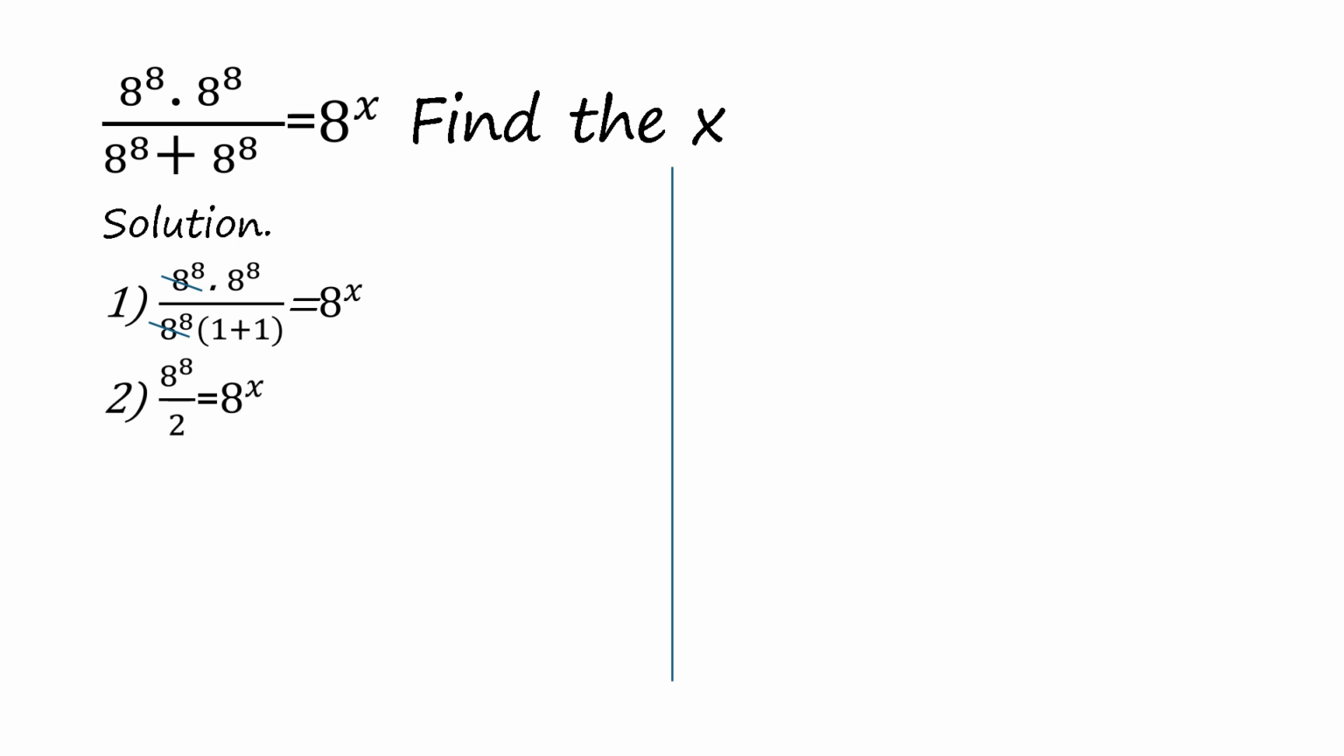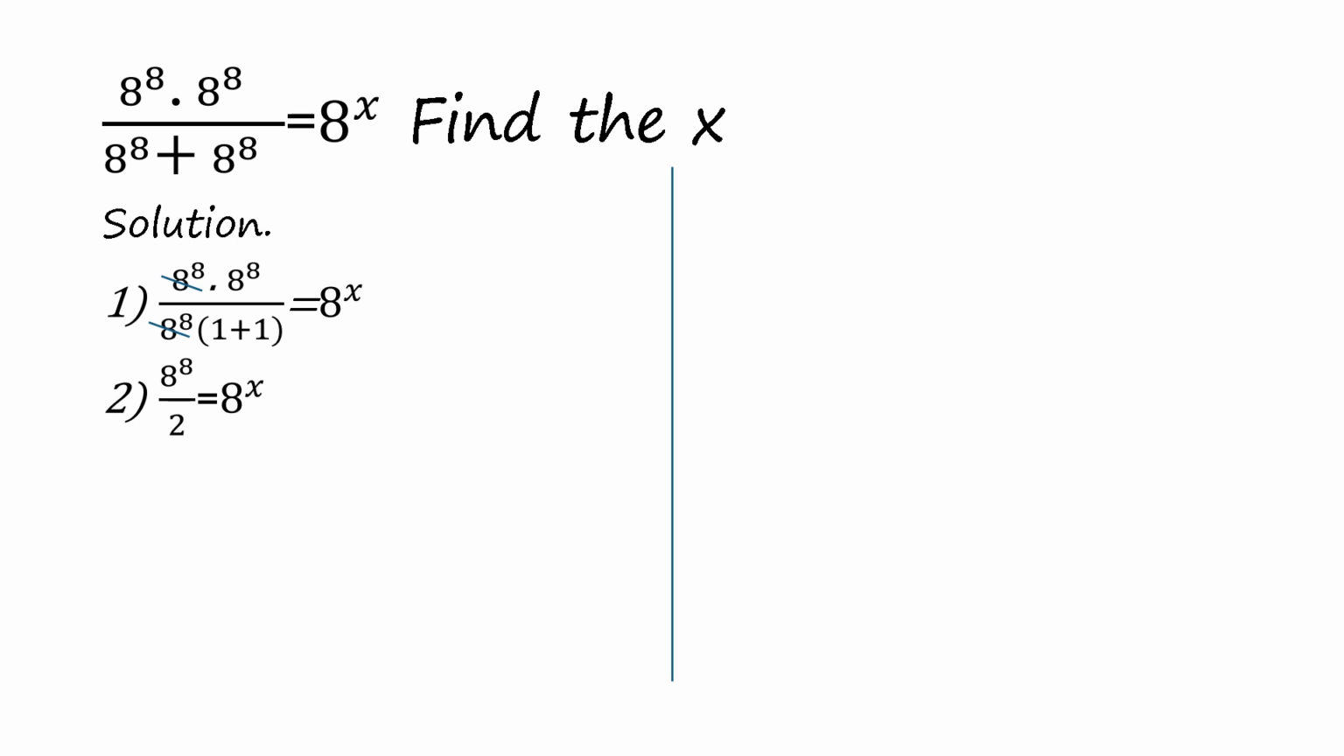The equation is further simplified in step 2. It is now 8 to the power of 8 over 2 is equal to 8 to the power of x. When we are solving an exponential problem, we try to make the same base or same power throughout the expression, so that we can apply properties. Here also we are going to do the same.